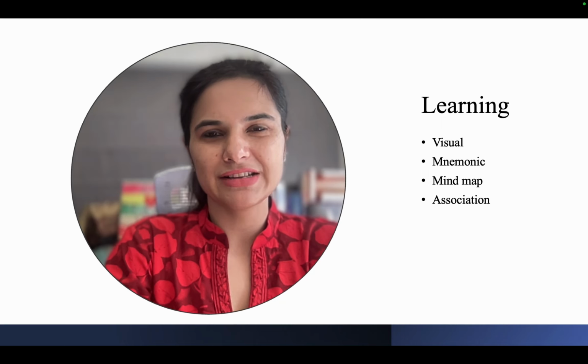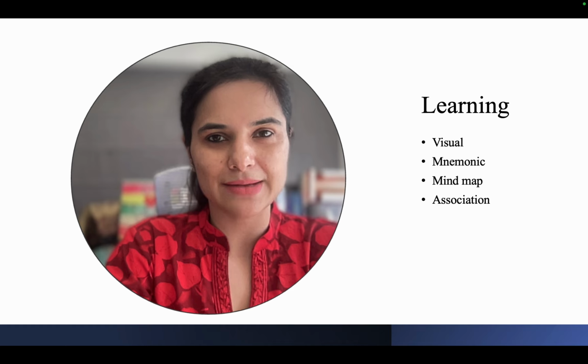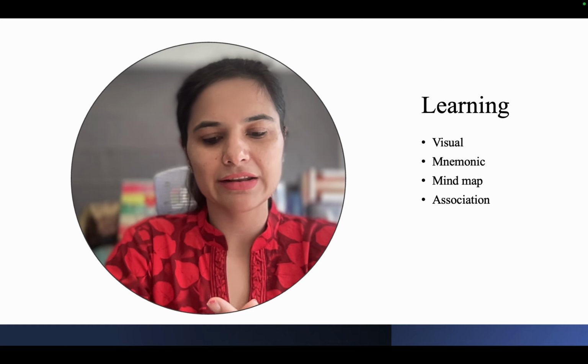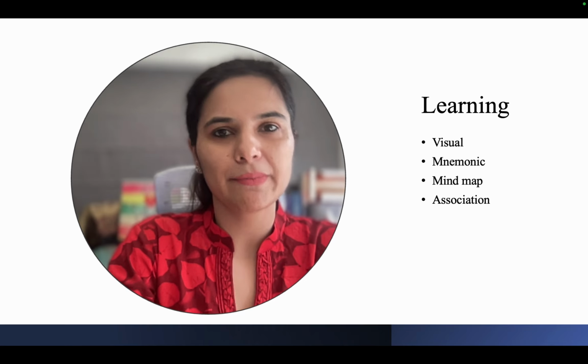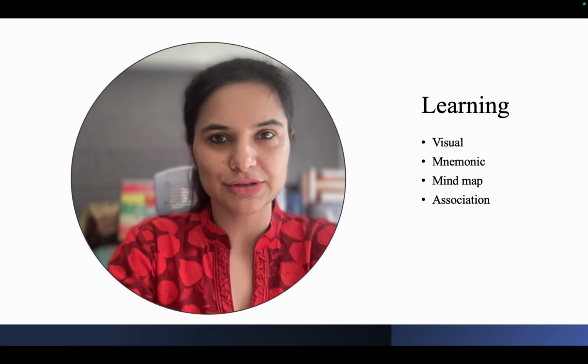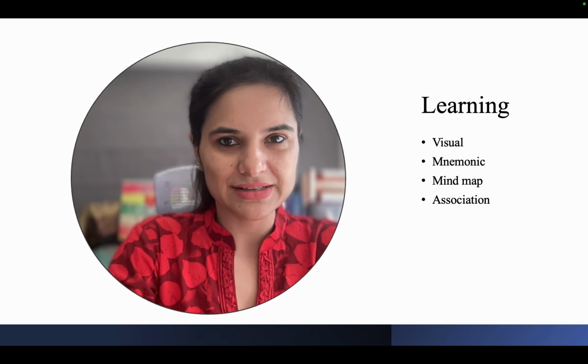One of the main ways of learning that I believe works for us, especially for entrance exams, is when learning is visual, when there are some mnemonics at least to guide us by, when there is a mind map that we start creating, and when there is some association. So, with that in mind, let's get started with the very basic.